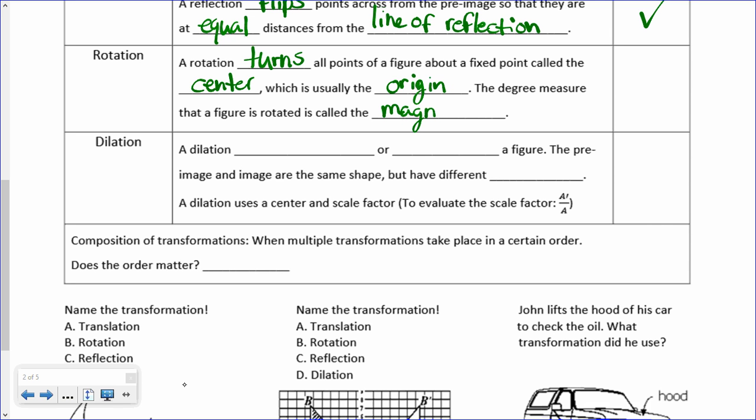I can't remember if it's magnet or magna. Latin is pronounced mag. Is it I? Aha. Magnitude.